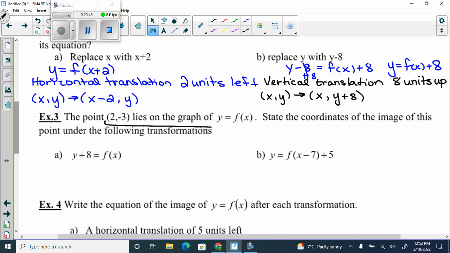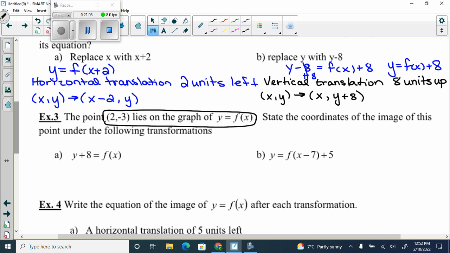Okay, example 3. The point (2, -3) lies on the graph of y equals f of x. So this is on the original graph. They want you to state the coordinates of the image. The image is just the moved coordinate. State the coordinates of the image of this point under the following transformations.